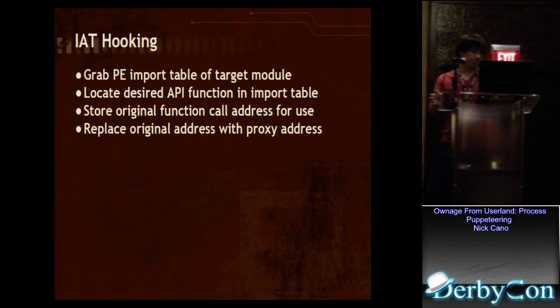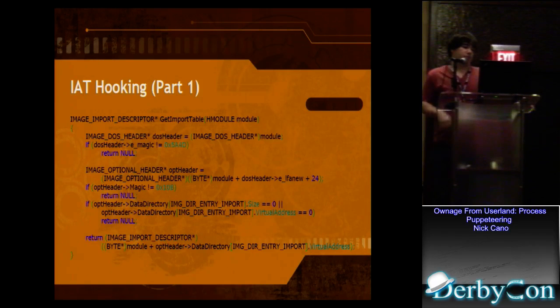So IAT hooking, we're just going to grab the PE import table of the target module. We're going to locate the desired API function in the list. We're going to store that original function call in case we want to call it, and then we're going to replace the original address with our proxy address. So the first step is to grab the import table. So we look at the beginning of the module, we find there's a DOS header, we look for the optional headers, which will be the actual PE header, and then we're going to see if it has an import table.